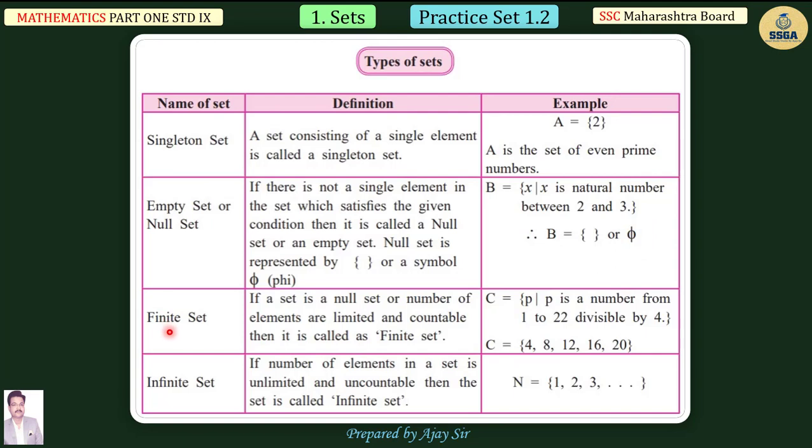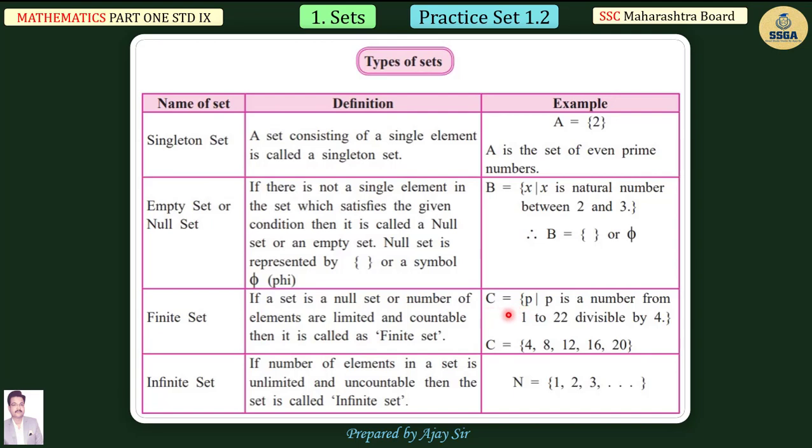Now the next type, that is finite set. If a set is a null set, or the number of elements is limited and countable, then it is called a finite set. Suppose any set contains elements, but we can count that number, then that set is also called a finite set. A null set is also a finite set, because there is no element and we can count that, student.